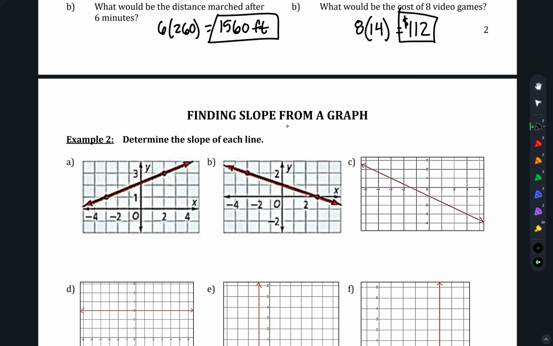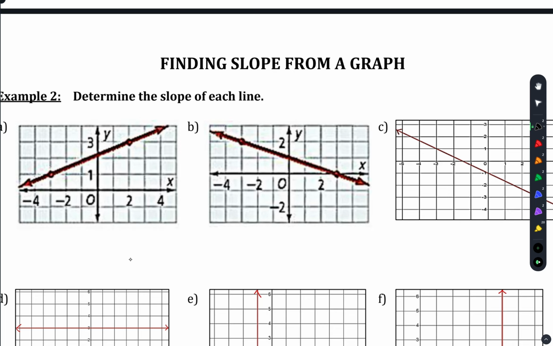We found slope from a table. Now we're going to find slope from a graph. From a graph, super easy. We're just doing some counting. If I take a look at these graphs, I should be able to tell you whether my slope is going to be a positive number, a negative number, 0, or undefined just by looking at it.